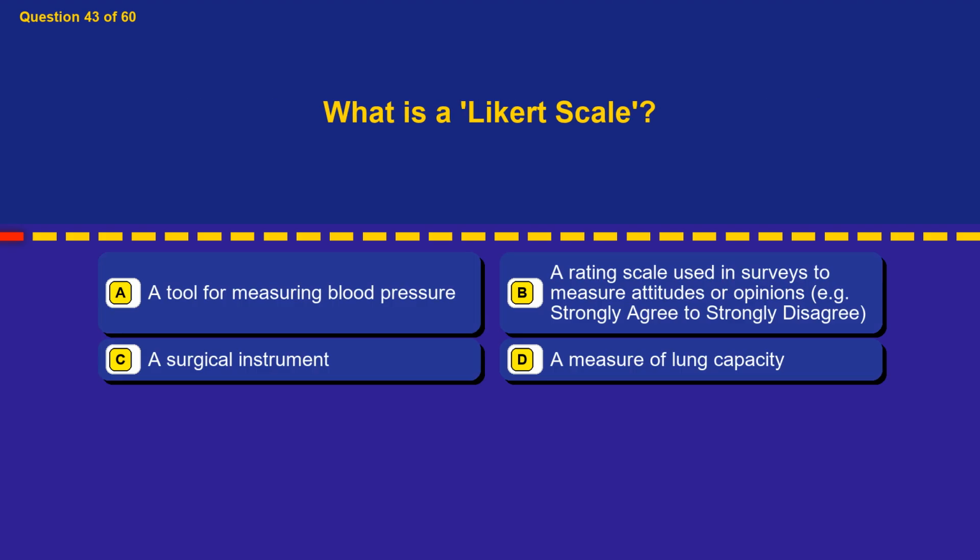Question 43. What is a Likert scale? Option A. A tool for measuring blood pressure. Option B. A rating scale used in surveys to measure attitudes or opinions, e.g., strongly agree to strongly disagree. Option C. A surgical instrument. Option D. A measure of lung capacity.